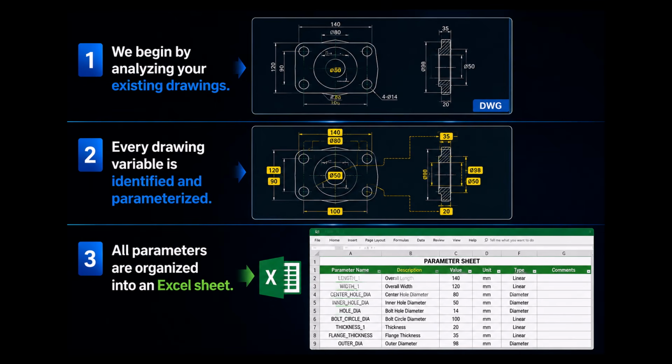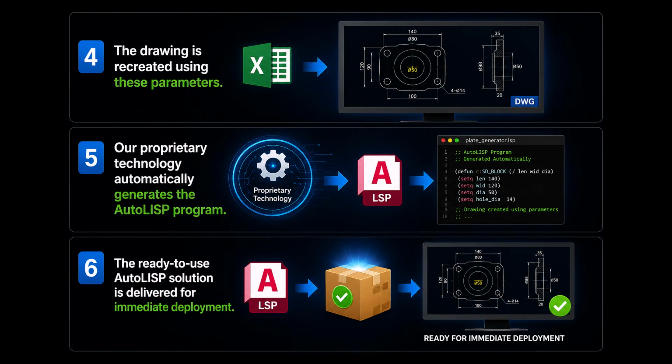Our process begins by studying your existing drawings in detail. We identify and parameterize every variable that influences the drawing. All these variables are then organized systematically in an Excel sheet. Next, we recreate the complete drawing using these parameters and automatically generate an AutoLISP program using our proprietary technology. The final AutoLISP solution is delivered to your organization, ready for immediate deployment.